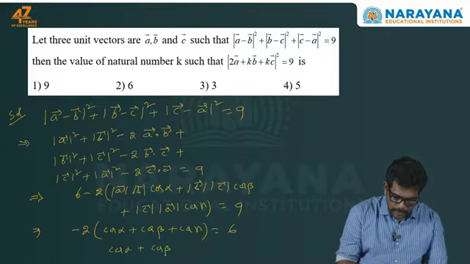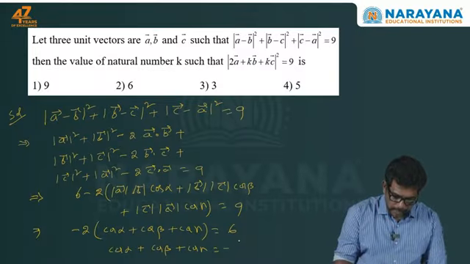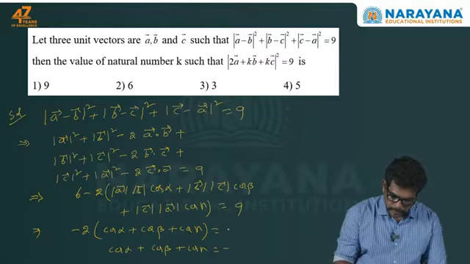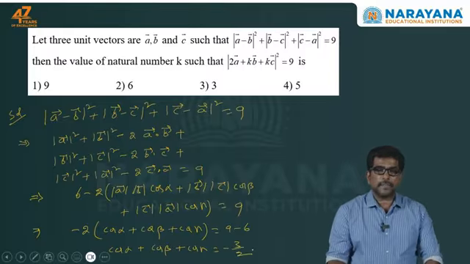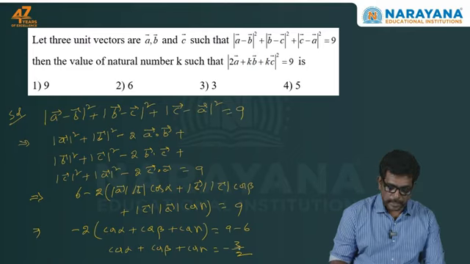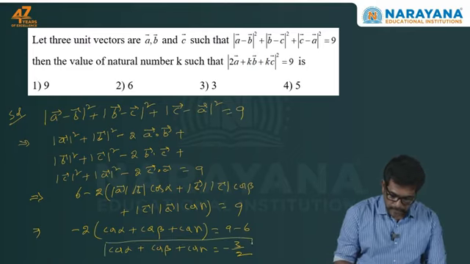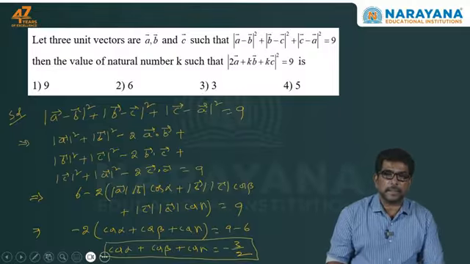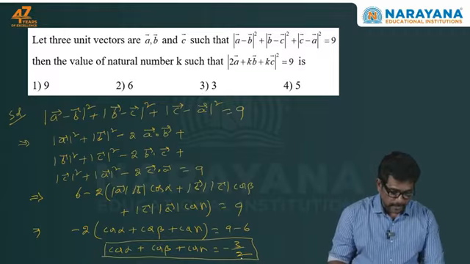So cos alpha plus cos beta plus cos gamma is equal to minus 9 minus 6, which is equal to 3. So this becomes minus 3 by 2. Cos alpha plus cos beta plus cos gamma is equal to minus 3 by 2.